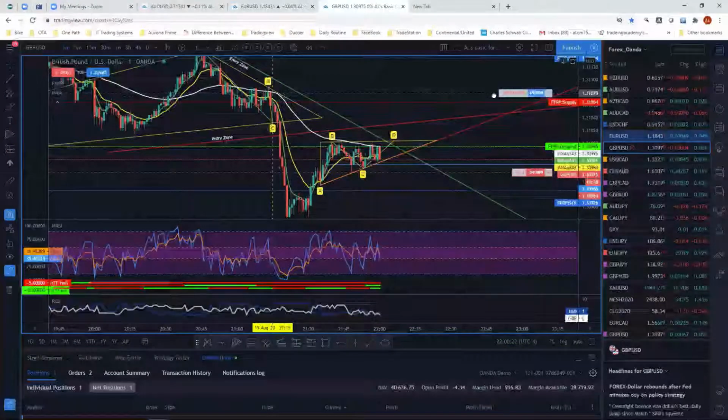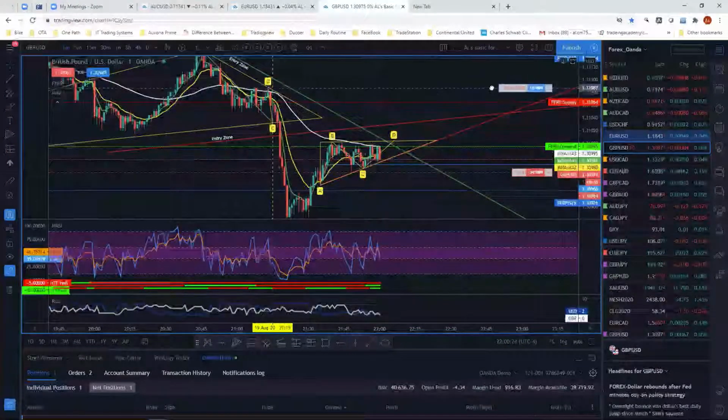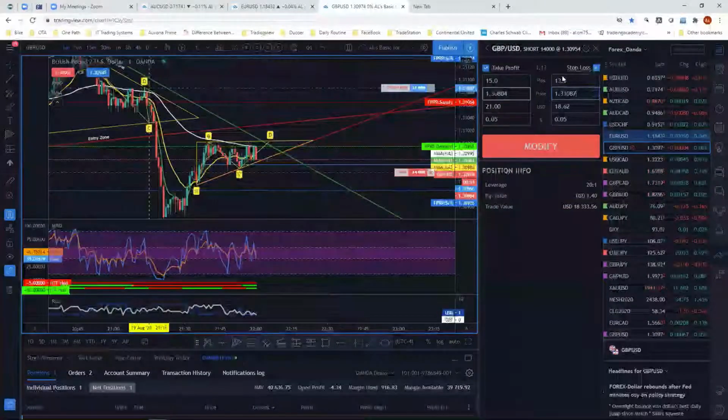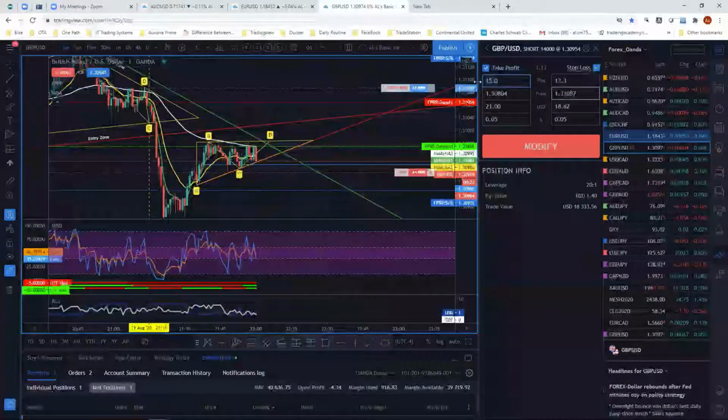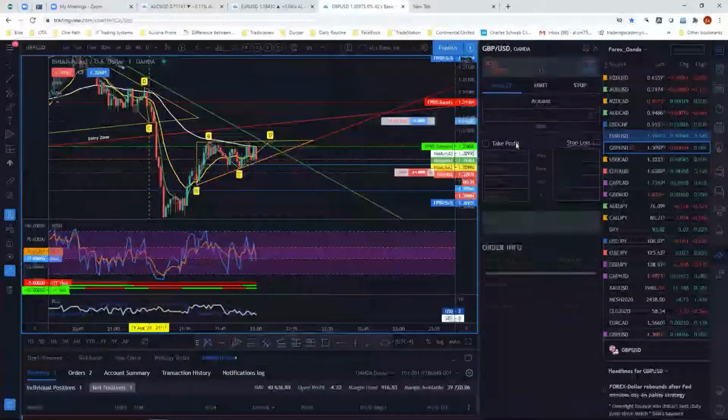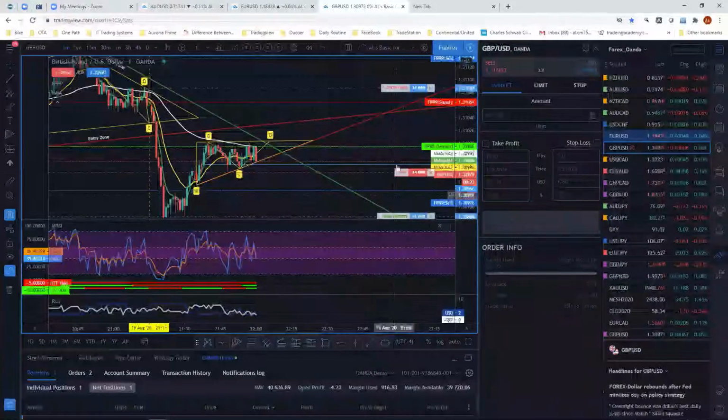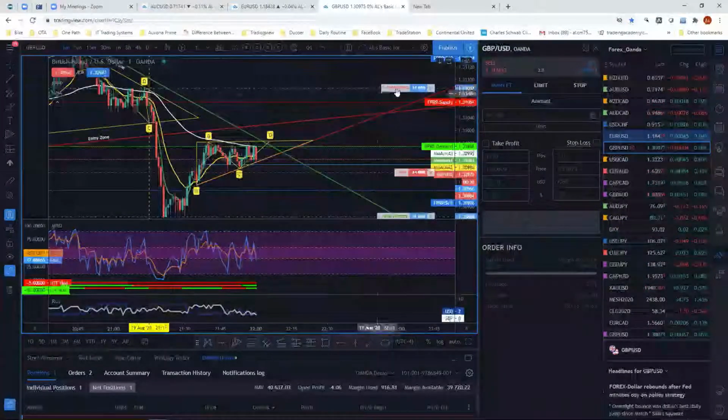I like keeping the stop pretty much above. Ideally, I like to keep it all the way up here, but that's 13 pips, so that's not too bad. And my take profit is actually normally 7 pips. Now, I don't expect it to take my stop. I'll be out of it before it gets up that high.